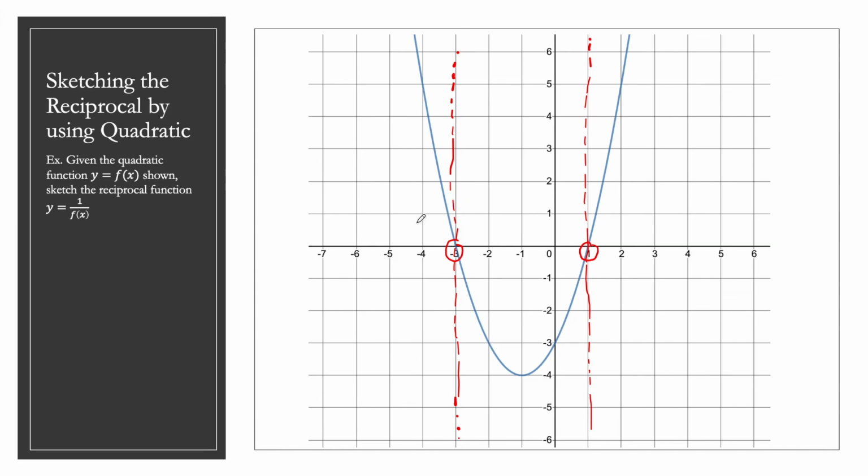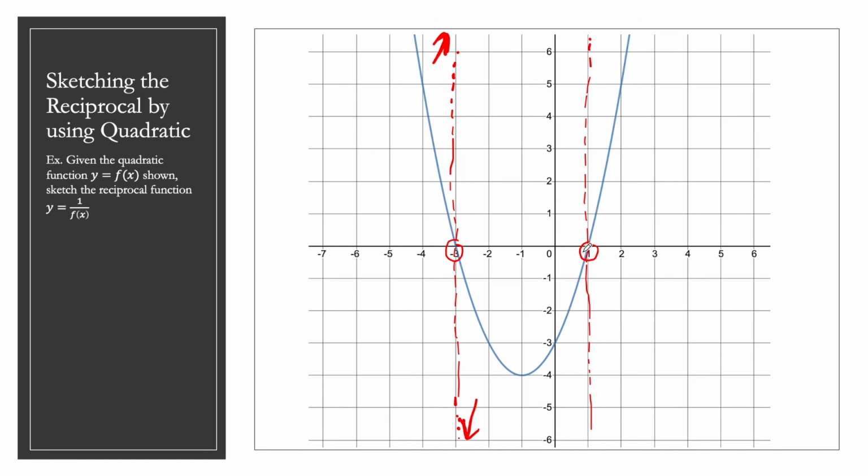Then I try to identify what is happening around the vertical asymptotes. So I noticed that the y value of the quadratic to the left of the 0 is a very small positive number, and the reciprocal of a very small positive number is a very large positive number. So I put an arrow up here. And then I notice what happens to the right of the vertical asymptote. So I can see here that to the right of the vertical asymptote, I have a y value that is a very small negative number, and the reciprocal of a very small negative number is a very large negative number. So I put an arrow down here.